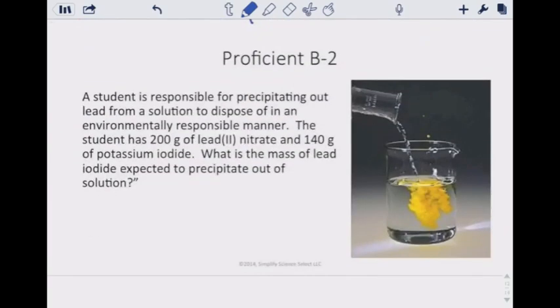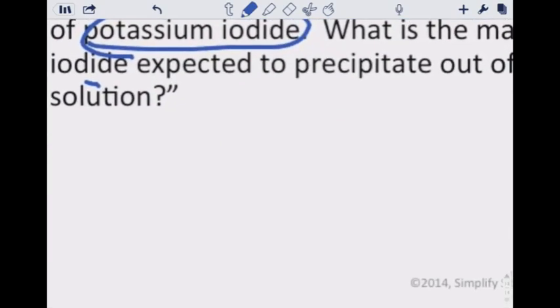Looking at our last example, so when we're looking at this, it says a student is responsible for precipitating out lead from a solution to dispose of in an environmentally responsible manner. The student has 200 grams of lead 2 nitrate and 140 grams of potassium iodide. What is the mass of the lead iodide expected to precipitate out of the solution? So when we're looking at this, what do we always have to have with stoichiometry? We have to have a nice balanced chemical equation. So I'll go ahead and we'll write that out.